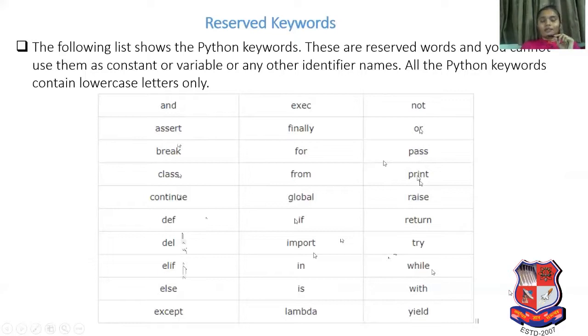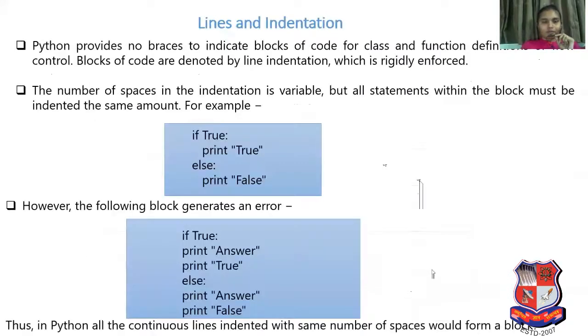And you cannot use these keywords to give a name to a constant or a variable or any of the other identifiers. Now we should know that Python works with indentation. Python provides no braces to indicate blocks of code for a class, a function, or any of the loops or conditional statements. So how is this specified in Python? It's specified using indentation.